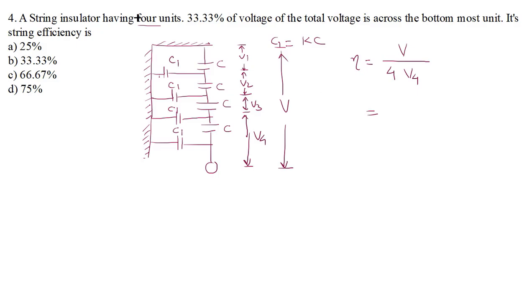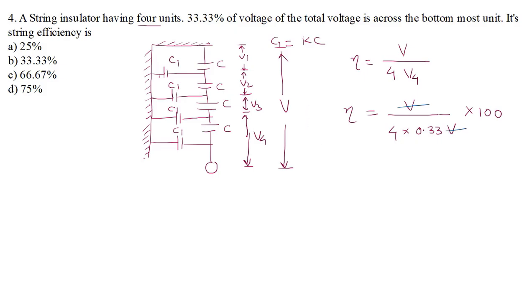Now what they have mentioned is that 33.33% of the voltage, that is 33.33% of V, is across the bottommost unit. So we can put here the numerator V as it is, this is 4, and V4 is 33.33%, that is 0.33 of V. So how much is the string efficiency, that we need to calculate. As it is in percentage, we need to multiply by 100. So this V and V will get cancelled.